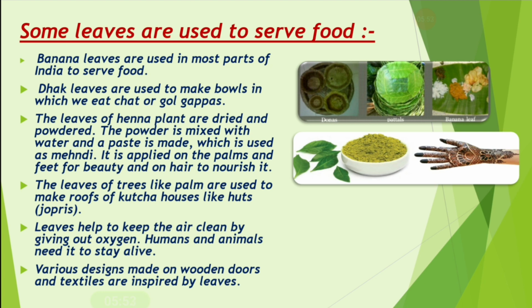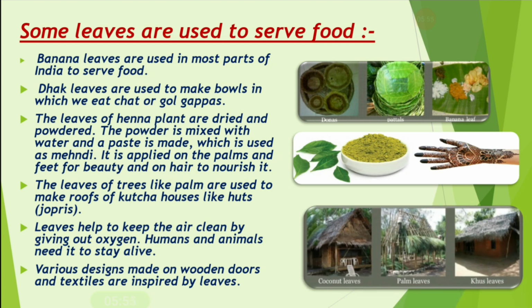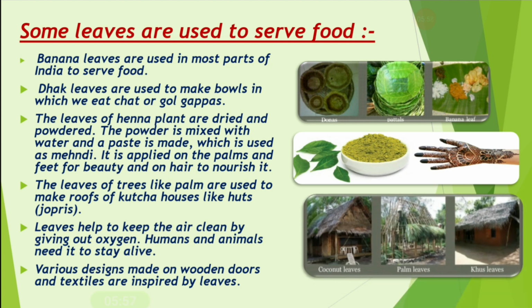The leaves of trees like palm are used to make roofs of kacha houses like huts, jhopdis. As you can see in the picture also, some kinds of leaves like coconut leaves, palm leaves, and kush leaves are used to make roofs of kacha houses, which are also known as jhopdis.